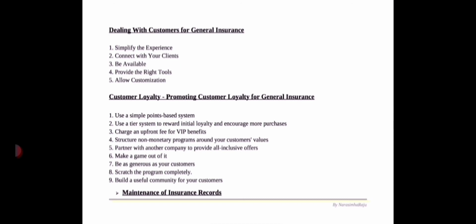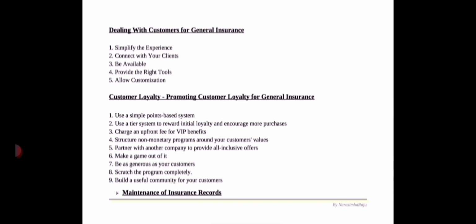And the next one, in promoting general insurance, is to be as generous as your customers. From the outside looking in, customer loyalty programs can appear to be nothing more than a scheme to get customers to spend even more money. That's why loyalty programs that are truly generous stand out among the rest.